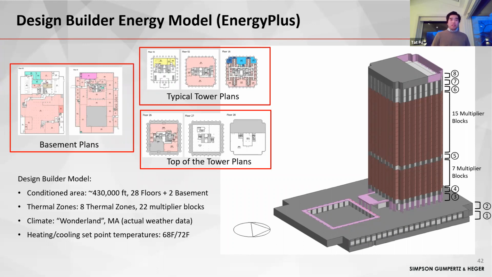For the thermal zones, we have 8 thermal zones and 22 multiplied blocks, which the figure on the right-hand side somewhat explains. For the climate area, because we're not using names, let's just call it Wonderland in Massachusetts, where we actually use an on-campus weather station. And the heating and cooling set points are 68 and 72 degrees. Next slide, please, 43.